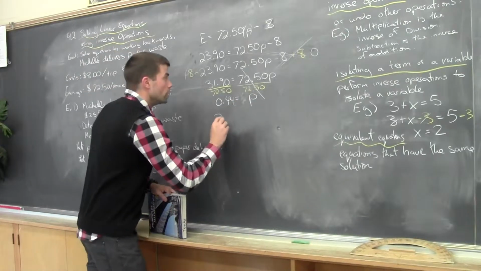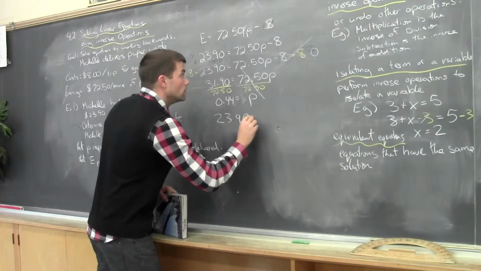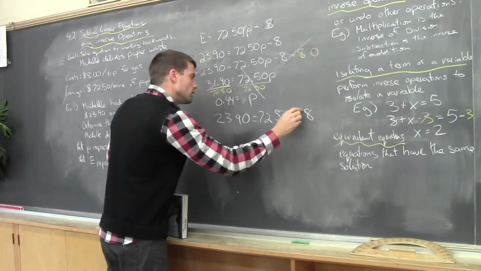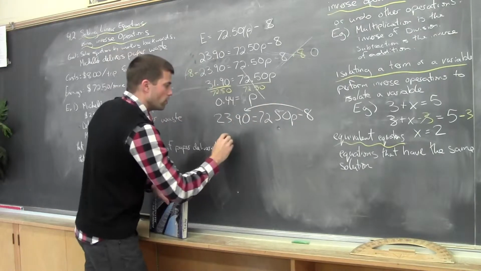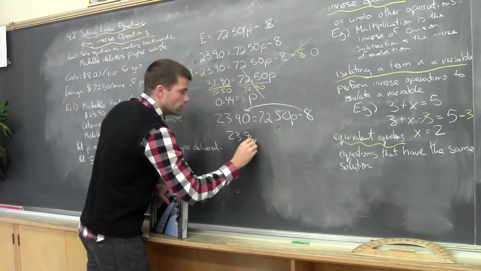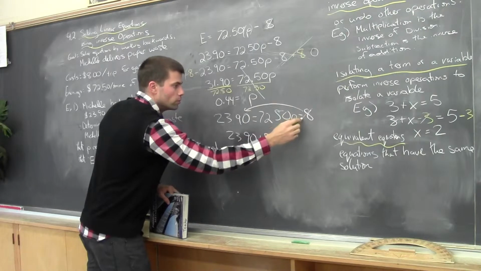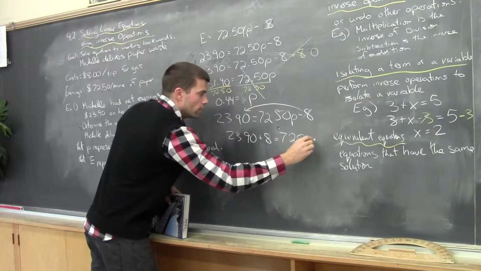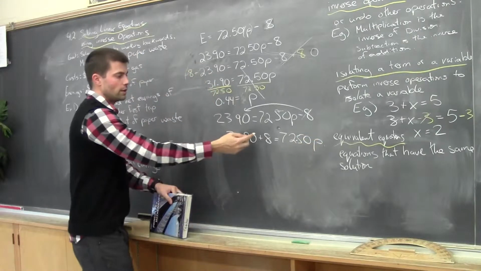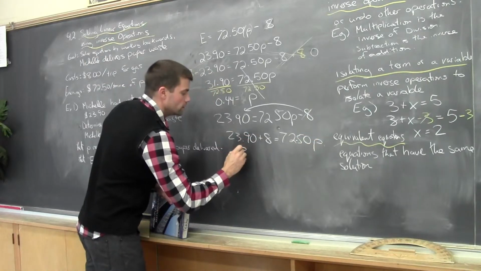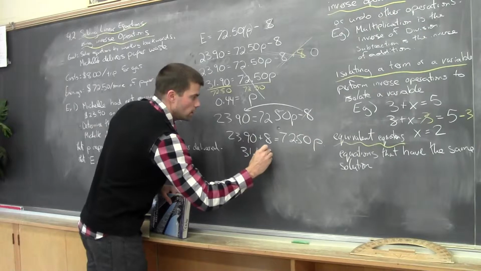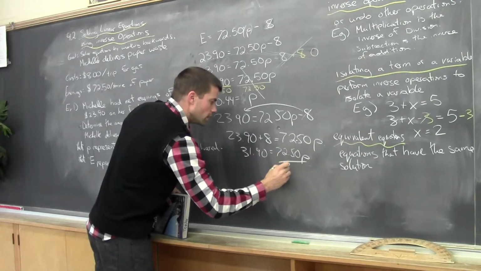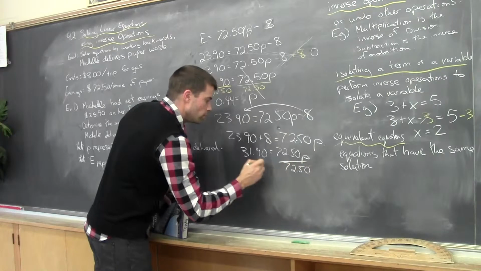Okay? The shorter way to do it, as I already mentioned, is I'm going to take that negative 8 and move it over. So 23.90 plus 8, it goes right away, equals 72.50p. And then this step is the same. I need to divide both sides. This becomes 7190 equals 72. Divide both sides by 7250.